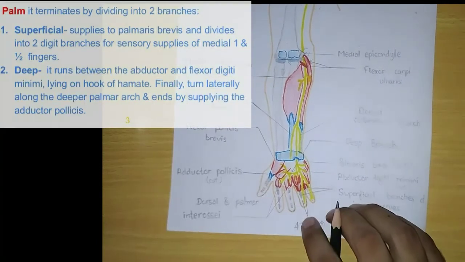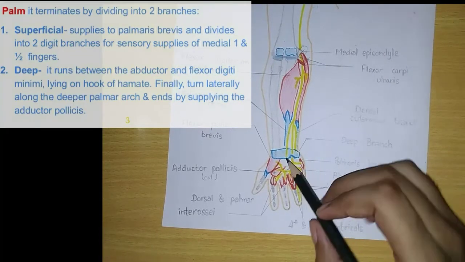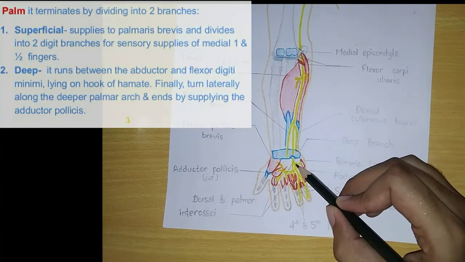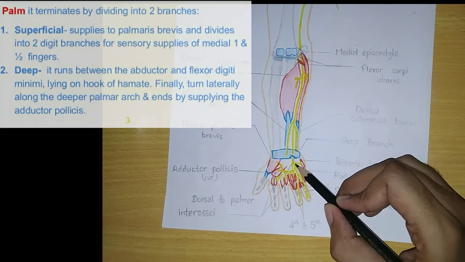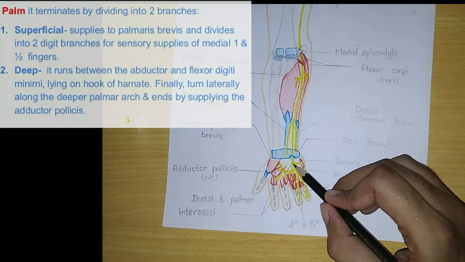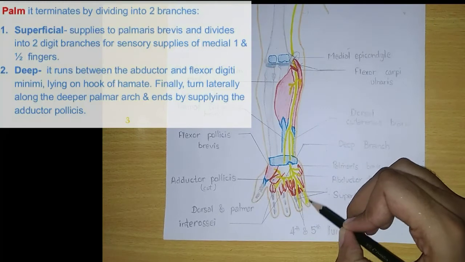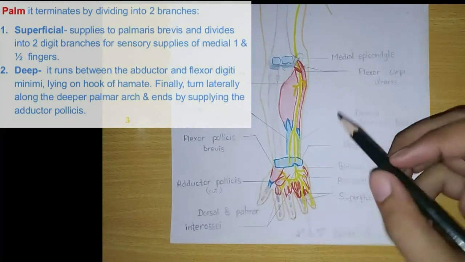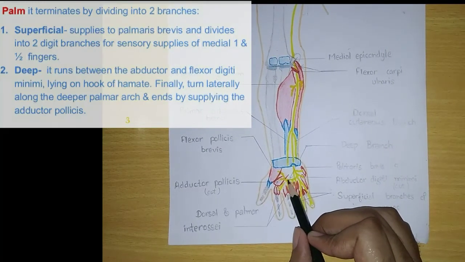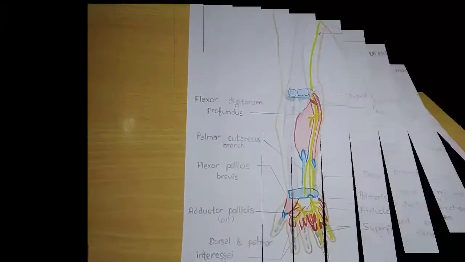Now ulnar nerve enters into palmar region, and it divides into two terminal ends. First we have the superficial terminal end, which gives sensory supply to the fourth and fifth digits, and second we have a deeper terminal end, which gives motor supply to the lateral aspect of palm.